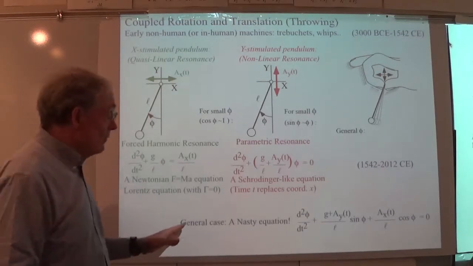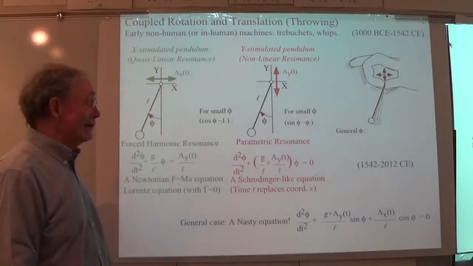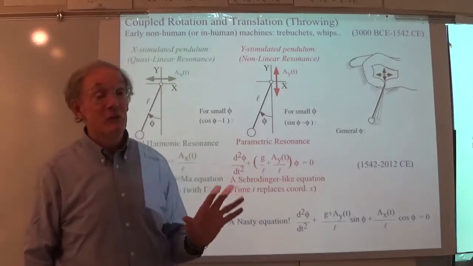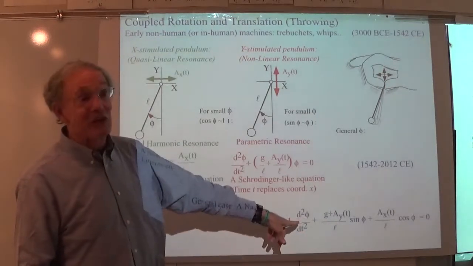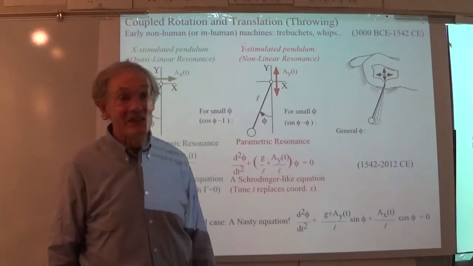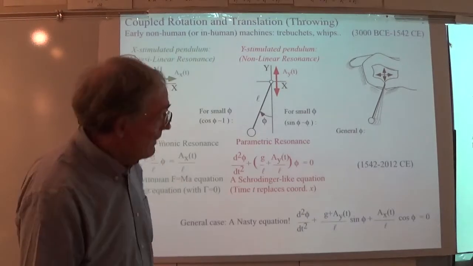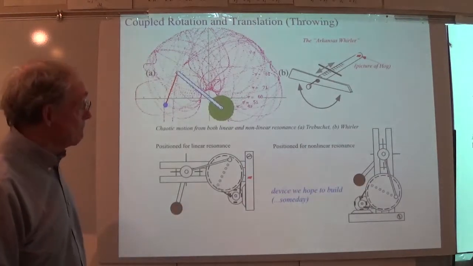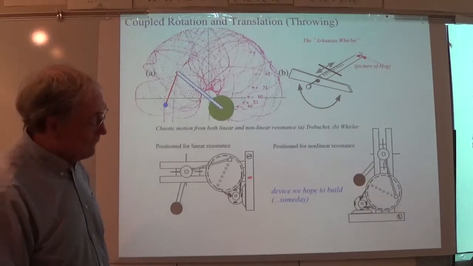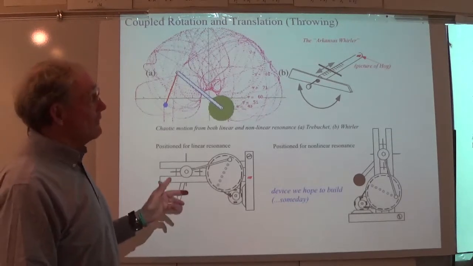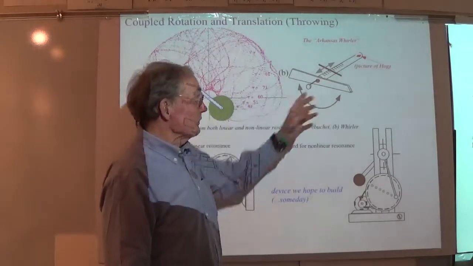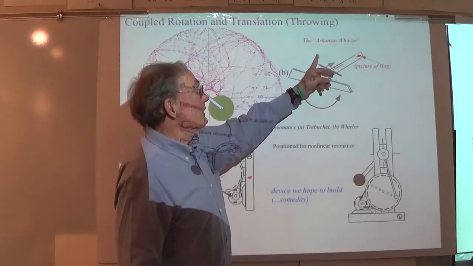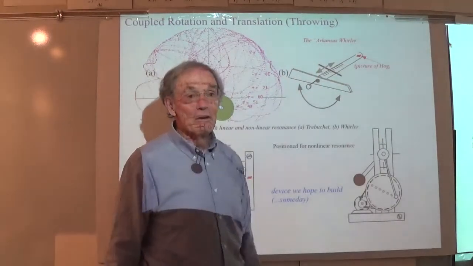Now, to make things even more complicated, I have what's called the nasty equation, and that's where they're both acting at once. And that's what we started with the trebuchet. Trebuchet is a nasty equation. Okay? That I think is very important. Now, as I say, it's a device we hope to build. But already, if you go to some tourist places in Arkansas, you can get something called the Arkansas Whirler, which is a parametric amplifier. How many people have seen the Arkansas Whirligig or anything like that? Have you ever run into this thing?